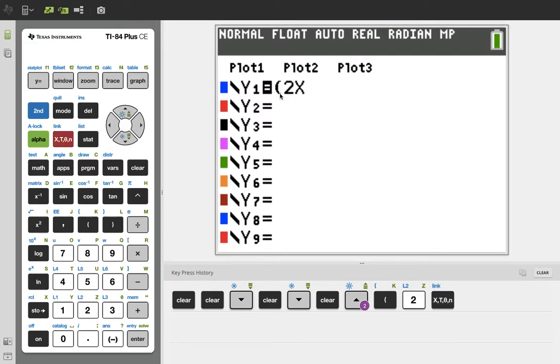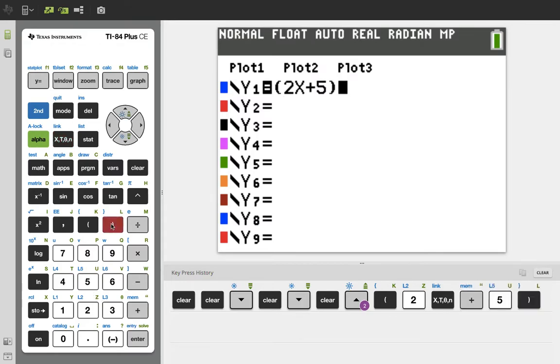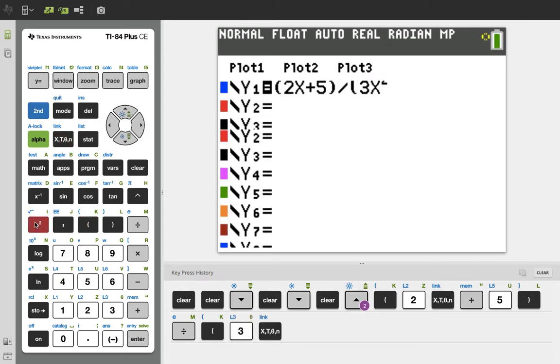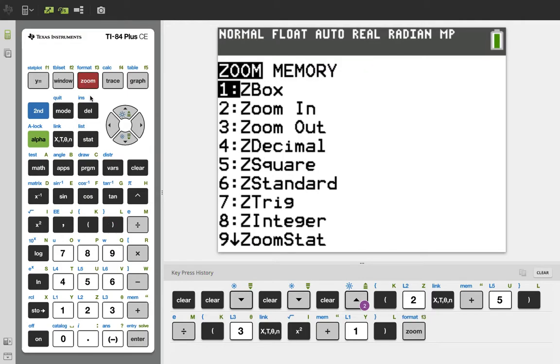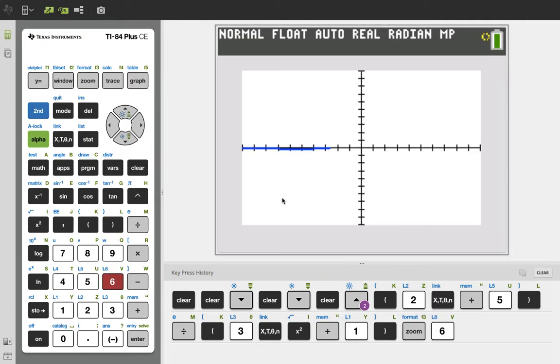Notice how I started parentheses here because I know I'm going to be dividing. 2x plus 5 is the numerator, so the whole numerator should be in parentheses, divided by the whole denominator, which should also be in parentheses, so we have 3x squared plus 1 in the parentheses. And now I'm ready to graph. I just want to make sure that my window is the standard window.